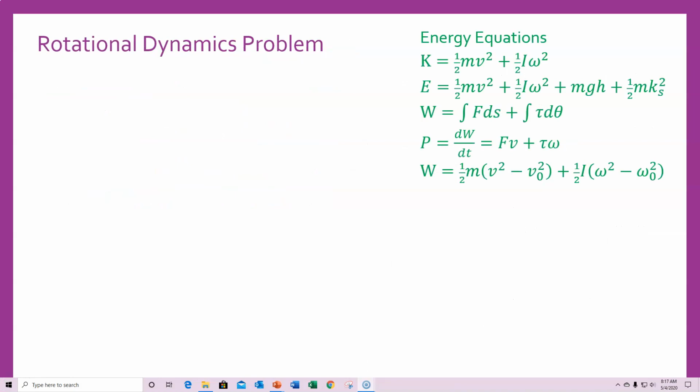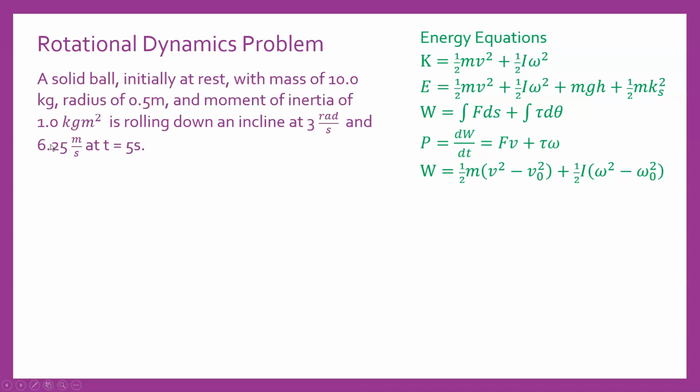Let's take a look at our rolling ball from a few moments ago and apply some of our new energy equations to its analysis. Again, it's a solid ball initially at rest with a mass of 10 kilograms, a radius of 1/2 meter, and a moment of inertia of 1 kilogram meter squared. It's rolling down an incline with an angular velocity of 3 radians per second, and now we're told that at 5 seconds, its translational velocity is 6.2 meters per second. How much work was performed on the ball?